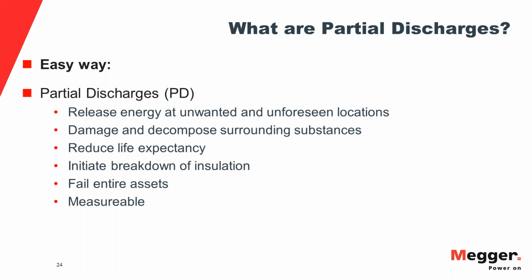It damages and, even more important, decomposes surrounding material. It leads to a reduction in life expectancy. It will initiate the breakdown of the insulation sooner or later. It's tracking there, it's getting there. The end result is the entire failure of the asset, which can be catastrophic. If you think a little bit outside of cable, if you have internal PD in a transformer and the transformer just fails, that's a dramatic loss for the utility, especially these days with less redundancy built into the commercial operation.